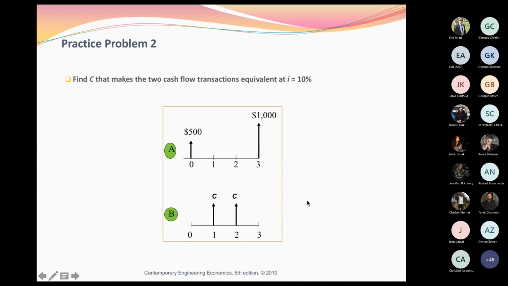Okay, let's solve this one please. I need to find C that makes the two cash flow transactions equivalent at 10%. I have A and B. I want them to be equivalent at 10%.